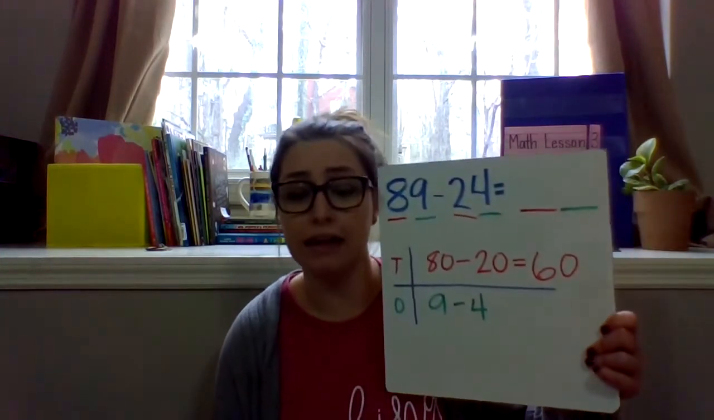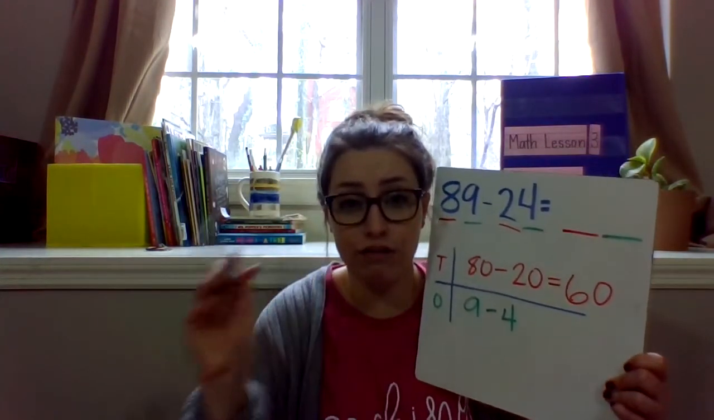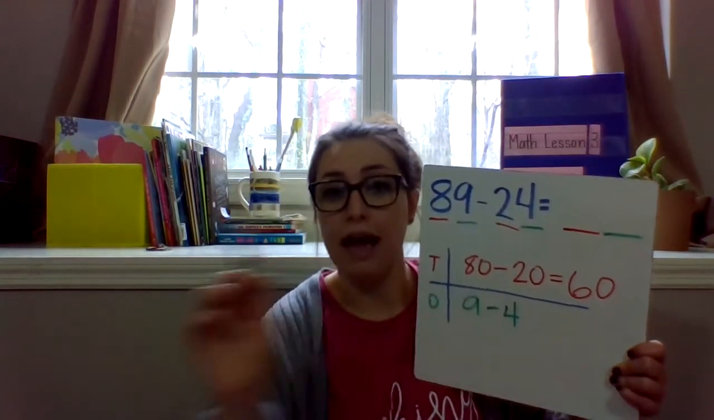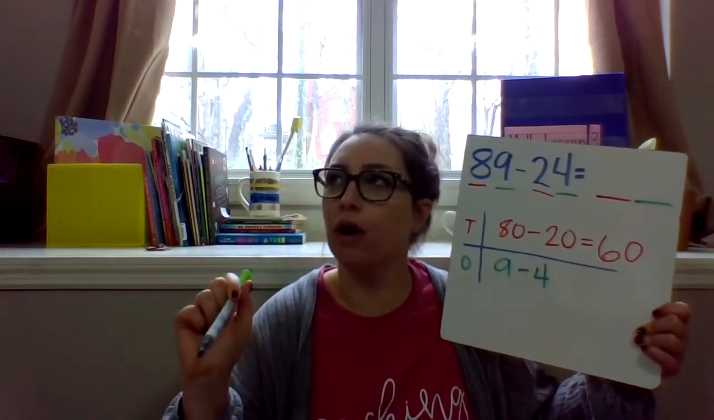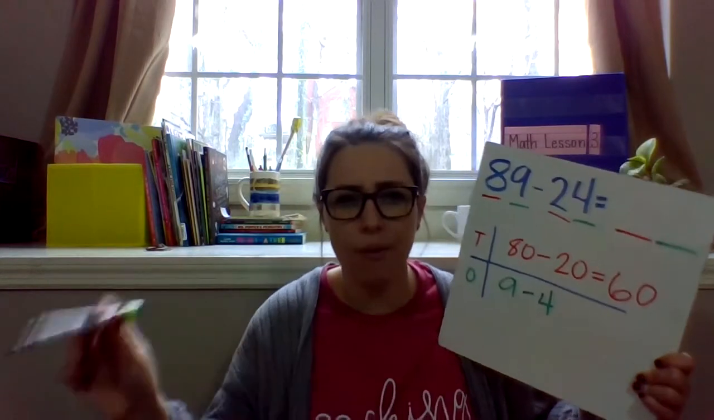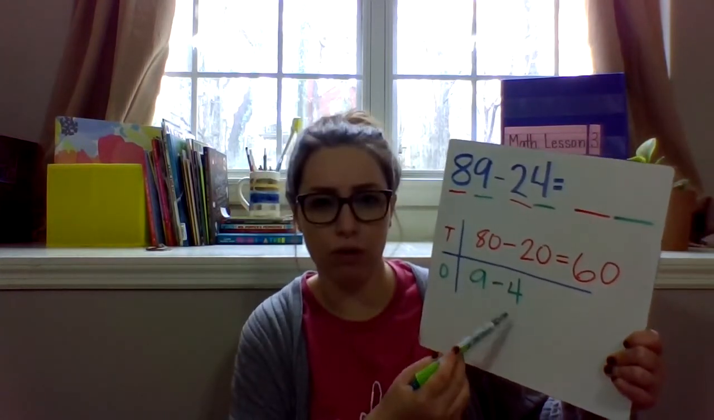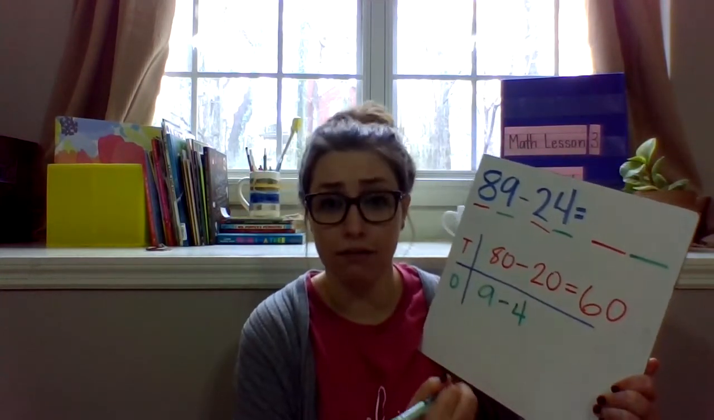Okay, now let's go ahead and do our ones. We're starting at 9, and we're going to take away 4. The easiest way for me to think about that is that I know that 4 and 4 makes 8, and 9 is just 1 more than 8. So if 4 and 4 make 8, what number with 4 would make 9? I'm kind of thinking of it as a fact family.